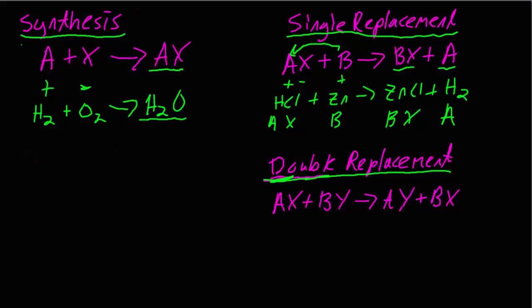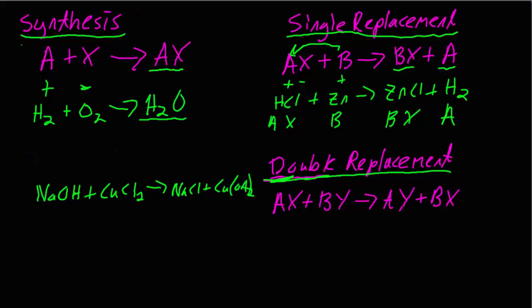So let's see, what's a good example of this? We can take sodium hydroxide, NaOH, and we can add it to copper sulfate. Actually, let's do copper chloride. And then we will produce sodium chloride and copper hydroxide. I got a little bit small there, but hopefully you can still see it.